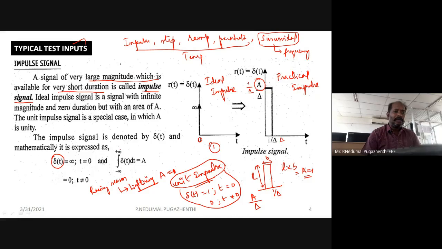And if you integrate that signal between the limits minus infinity to plus infinity, since it exists only at 0, the value is going to be A, if it has a magnitude of A. Okay, this is impulse.